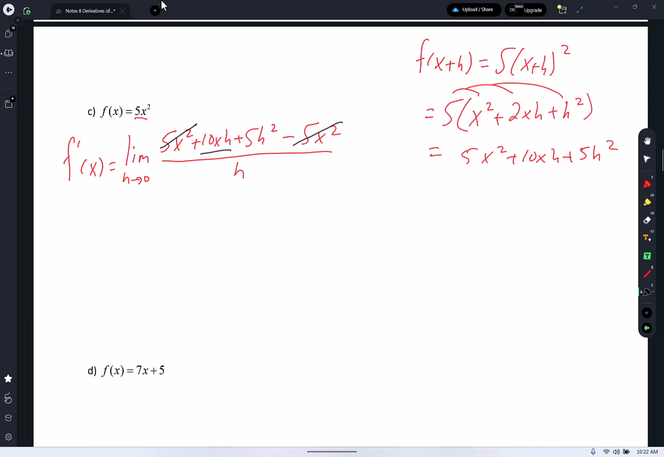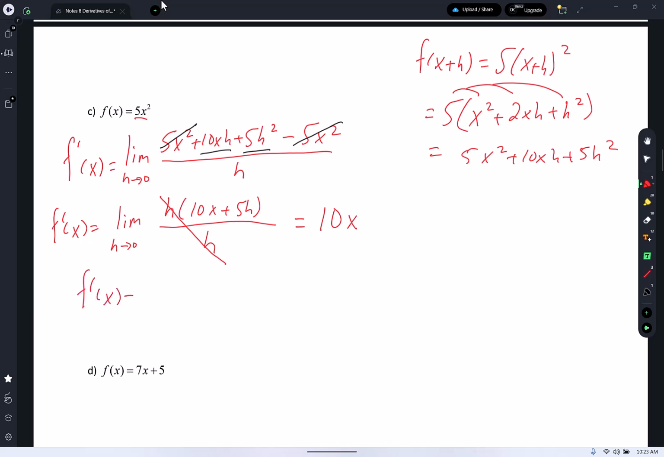Do you see how every term I have now has an h on it? I can factor out an h. F prime of x equals limit as h approaches 0, factor out the h, 10x plus 5h over h. Now what can I cancel out? The h's. Now I can do direct substitution. I no longer have an h in the denominator. What is h approaching? So this is just what? 10x. So my f prime of x, my derivative of 5x squared, is just 10x.